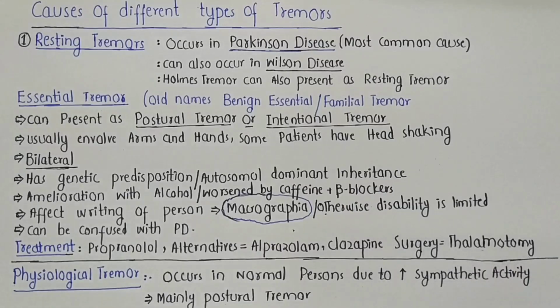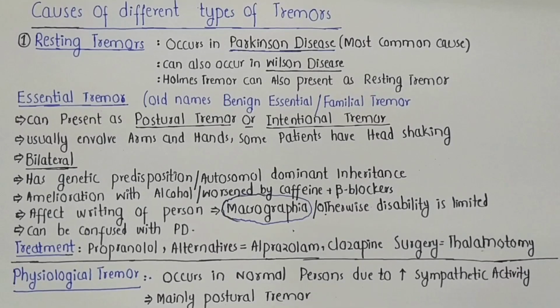Now let's talk briefly about what is physiological tremor. Physiological tremor occurs in normal persons due to increased sympathetic activity, and they are mainly of postural type. So this was a brief discussion of different types of tremors and the different conditions that actually cause tremors.